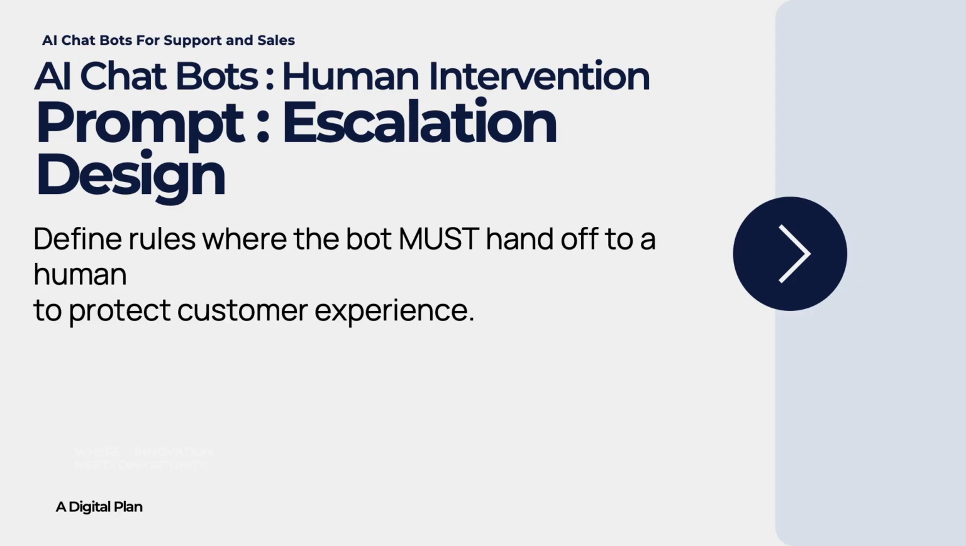Escalation design. What this is doing is looking at when the chatbot should stop and hand the problem over to a human. So what we have here is: define rules where the bot must hand off to a human to protect the customer experience. It will then create the rules so that if someone's talking to the chatbot, the chatbot will say, okay, I'm actually screwing up here, and hand the conversation over to a human.